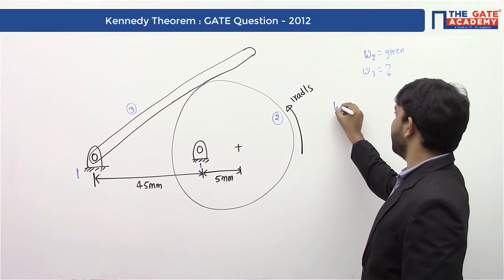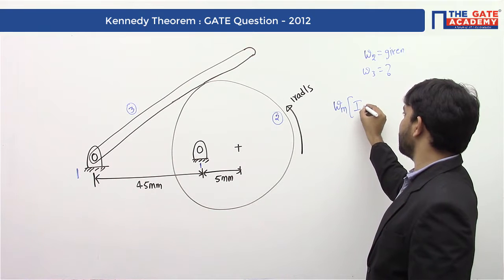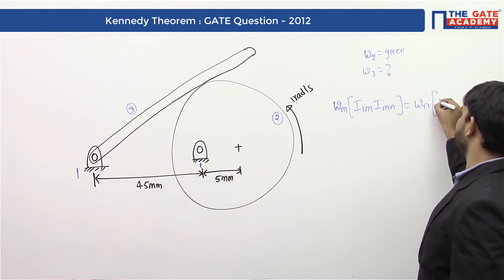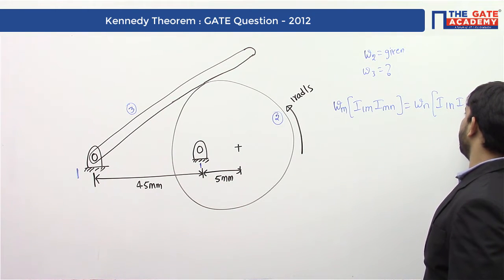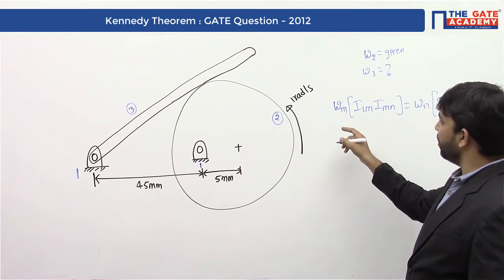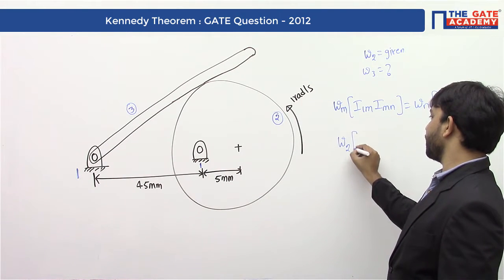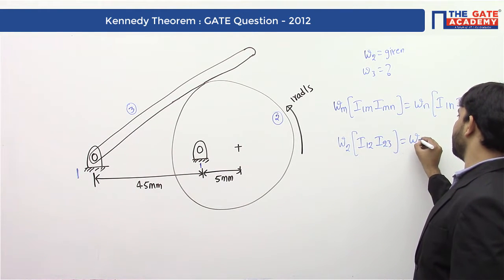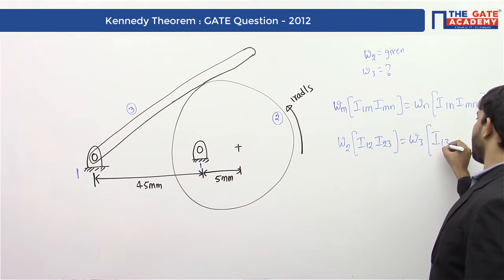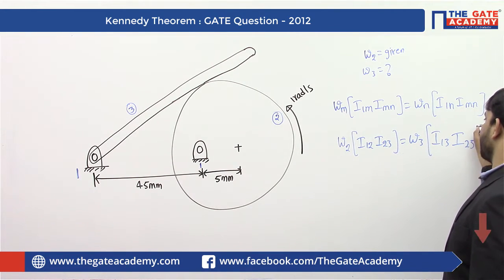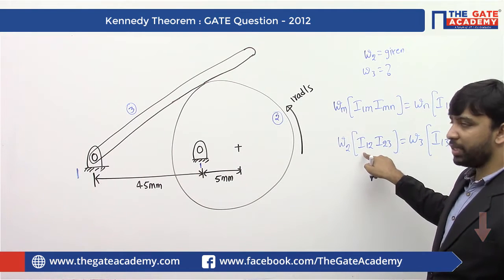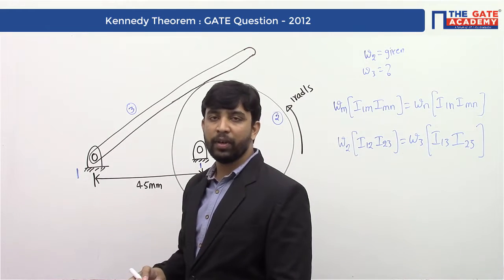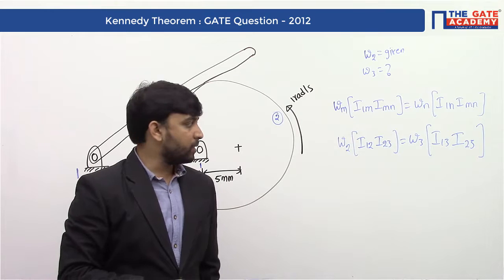Angular velocity ratio theorem is like this. Omega m into the distance between I1m and Imn is omega n into the distance between I1n and Imn. So here it's for m and n links. If I write for links 2 and 3, it is omega 2 into distance between I1,2 and I2,3 is omega 3 into distance between I1,3 and I2,3. So if I want to solve this problem, I need to look at the instantaneous centers I1,2, I2,3 and I1,3. If I can locate these instantaneous centers, I can find the distances between them and I can solve this problem.